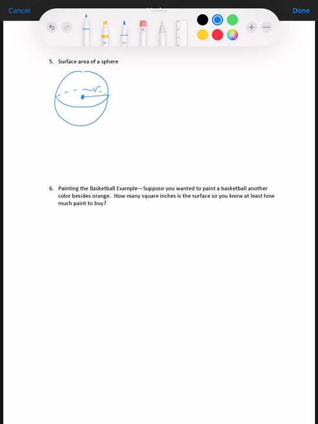And it turns out that the surface area of the sphere is related to the surface area of the cylinder. We relate it to a cylinder again by drawing a cylinder that has the same radius and height. So the cylinder's radius is here. Here's the height.